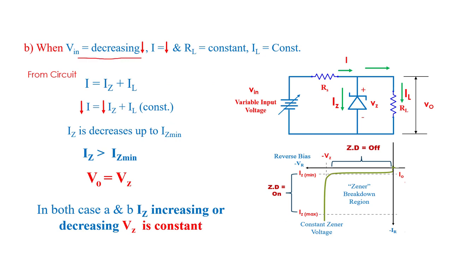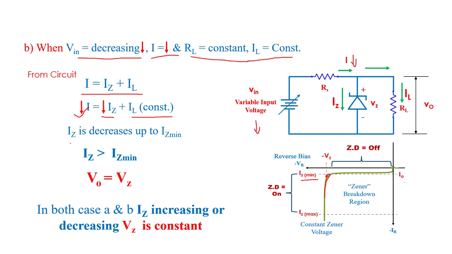When the input voltage is decreasing, the input current I is also decreasing. RL is constant, so IL is also constant. So with the help of this current equation, I is decreasing and IL is constant. What about IZ? The current across the Zener diode is also decreasing. With the help of the VI characteristic, here we see we decrease IZ up to IZ minimum.